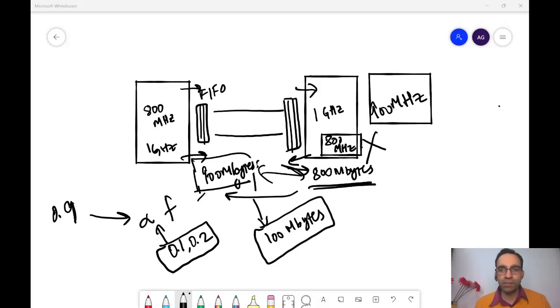So now you're able to see the full picture. Is this clear? I was assuming that you were able to see my full whiteboard, but it was not the case. So is it better now? Yes, sir. Any questions here?